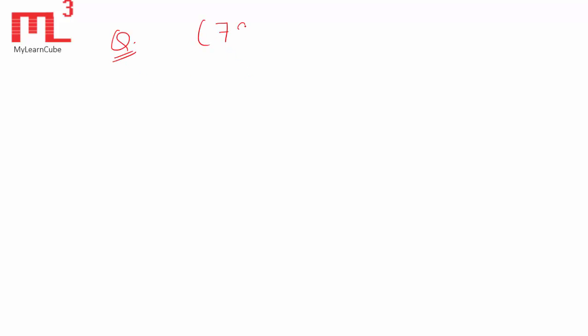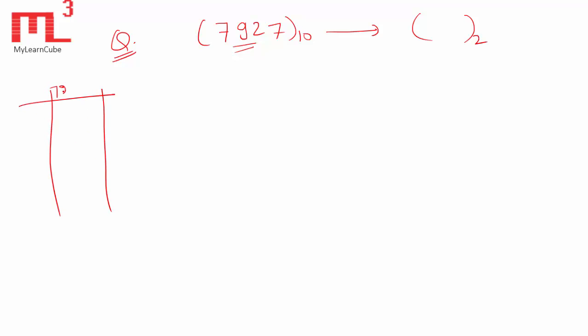Now again, see this question, 7927. If someone, instead of asking the number of bits, asks you to convert this into binary, the conventional approach is to divide by 2 again and again. It will give some 0 or 1, then again another digit, and it will go on a long way.